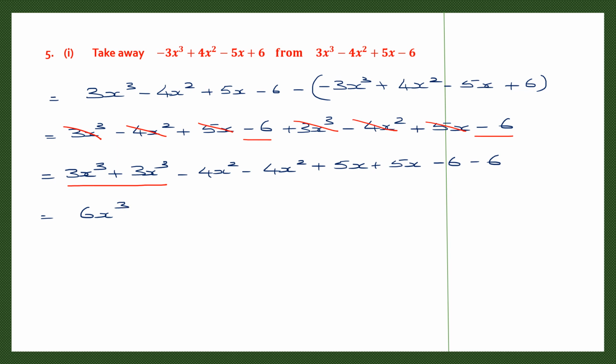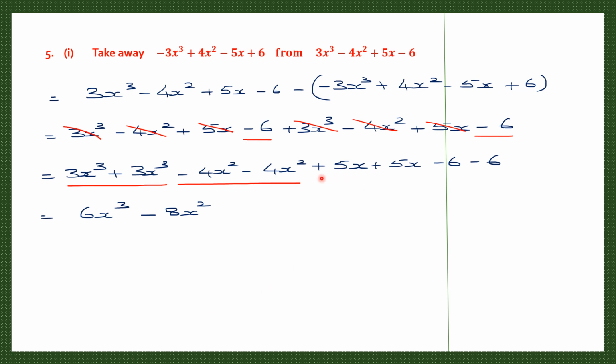Now here we have minus 4x square minus 4x square. Signs are the same for minus 4, isn't it, minus and minus? So when signs are the same, we put the same sign and we add. 4 plus 4 is 8. So that becomes 8x square.